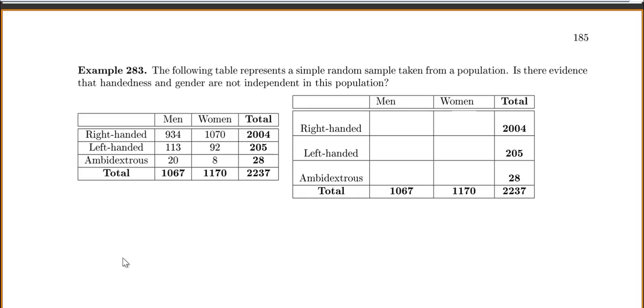So let's try an example. This is our same example with the gender and the handedness, and we want to see whether or not these two variables affect each other. In this first table, we have the observed frequencies, or counts. This is our actual data.